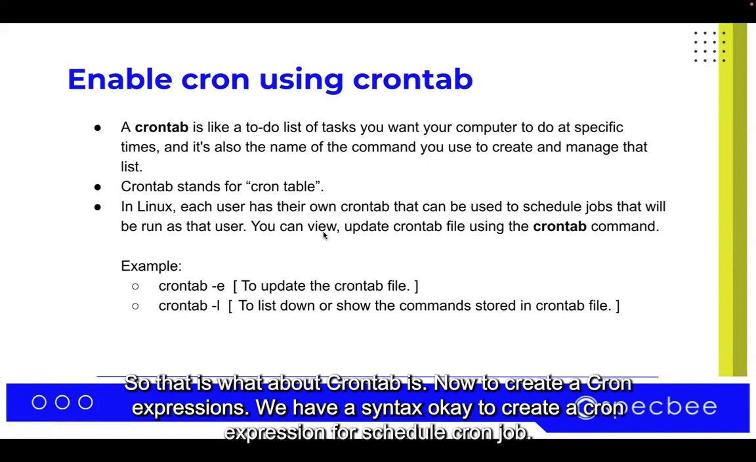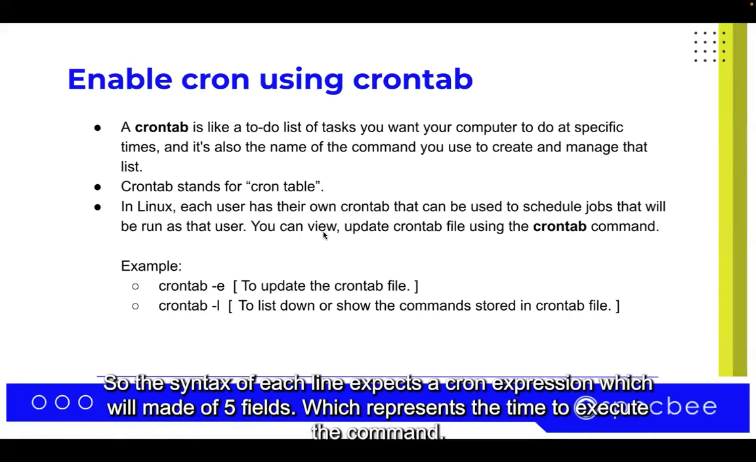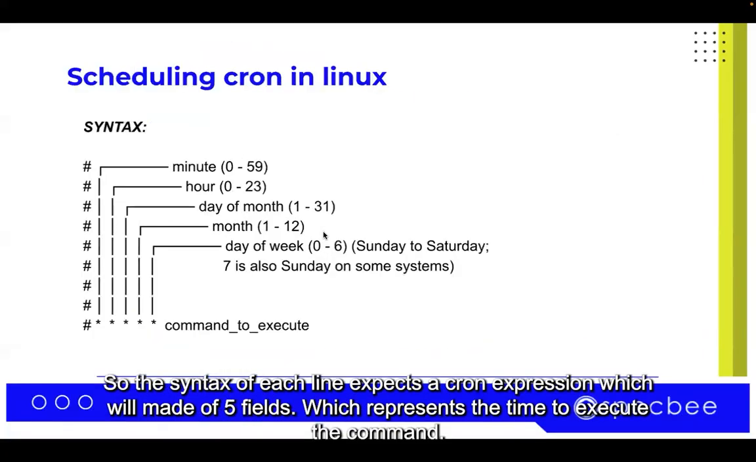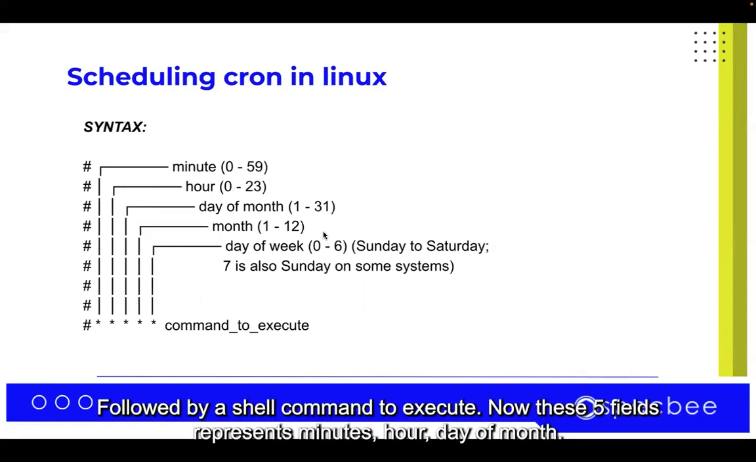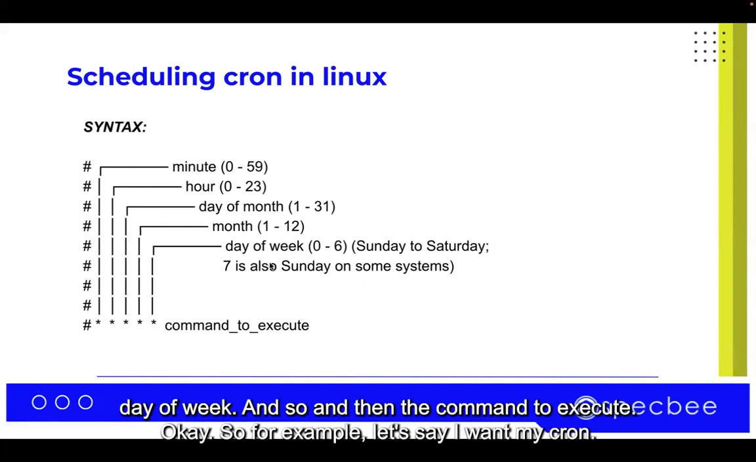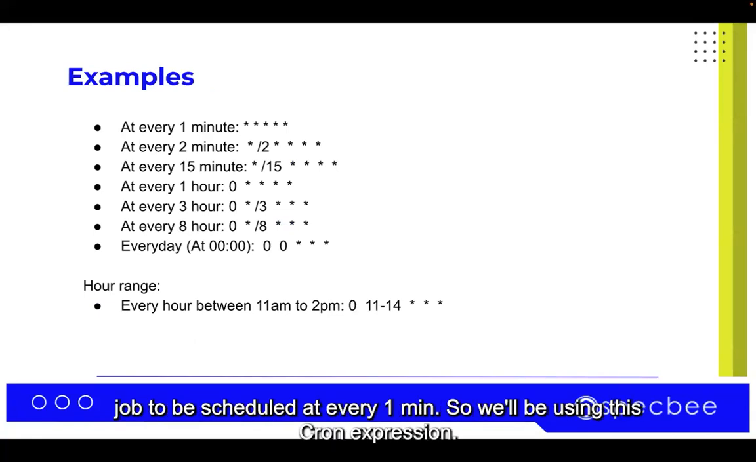Now to create a cron expression, we have a syntax to schedule cron jobs. The syntax of each line expects a cron expression, which is made of 5 fields which represent the time to execute the command, followed by a shell command to execute. These 5 fields represent minute, hour, day of month, month, and day of week, and then the command to execute.